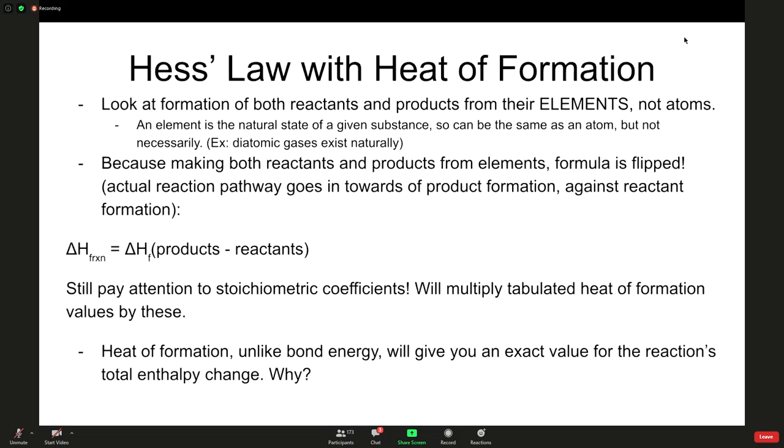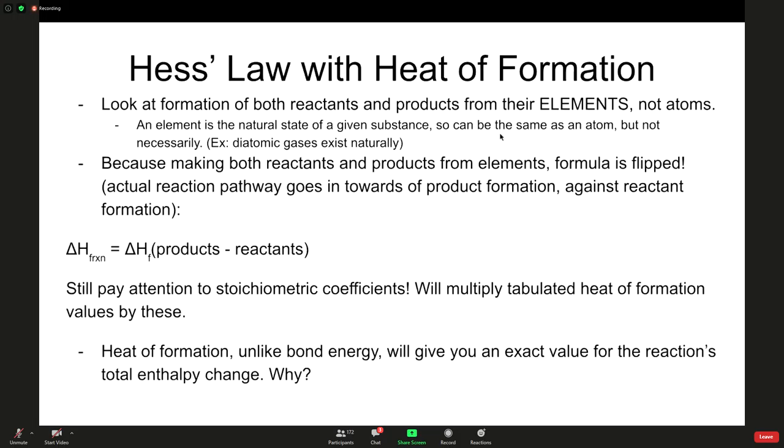Now heat of formation, on the other hand, you are looking at the elements. So how is that different from looking at the atoms? Well, a lot of substances do exist in their atomic form, but the main difference you should know is diatomic gases. Because diatomic gases exist as a molecule, when you go from the reactants to the intermediates and then to the products, you're not always going to have the intermediates at the highest level. That's when you have to pay a lot more attention in the energy diagrams. You have to pay a lot more attention to the heat of formation of both the reactants and the products, as well as the total change in enthalpy of the reaction.